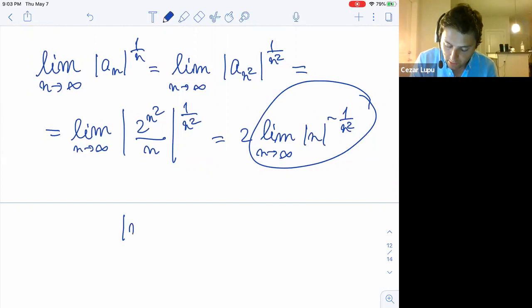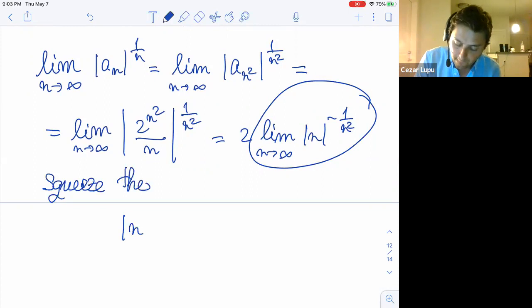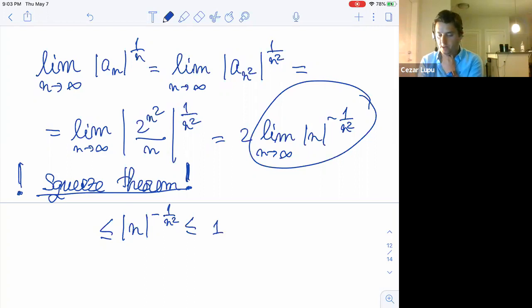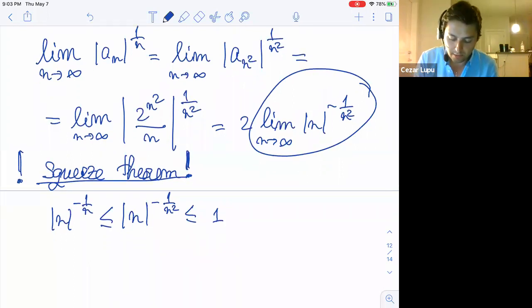So I'm going to use the squeeze theorem. Indeed, the problem that I put in the exam will be way easier than this. The absolute value of n to the power negative 1 over n squared is less or equal than 1. That's obvious, right? And is greater or equal than the absolute value of n to the power negative 1 over n. And then everything boils down to what is the limit of this.